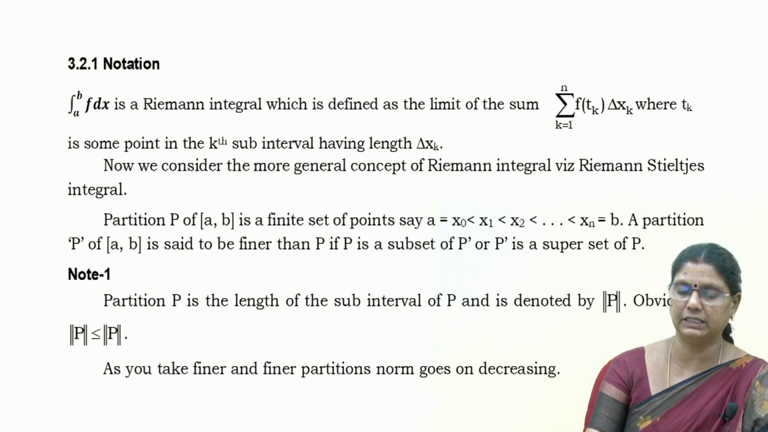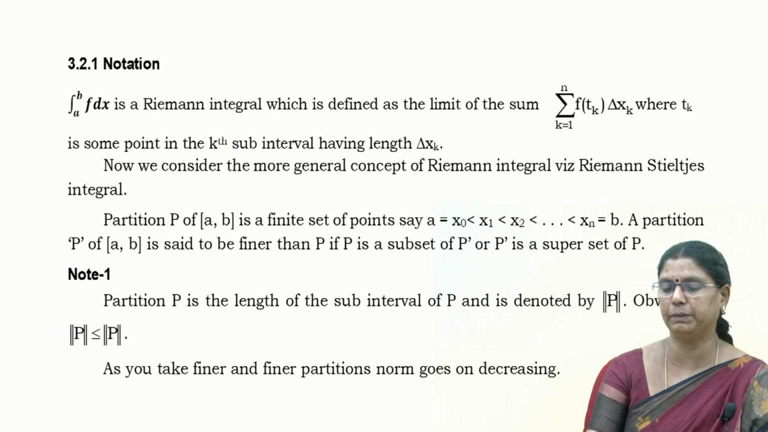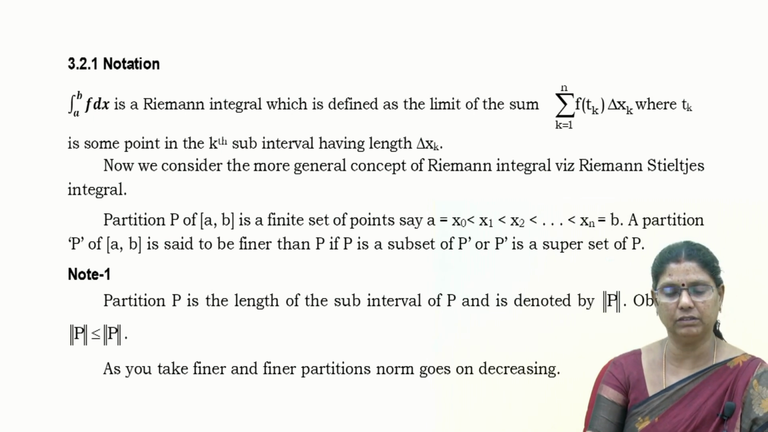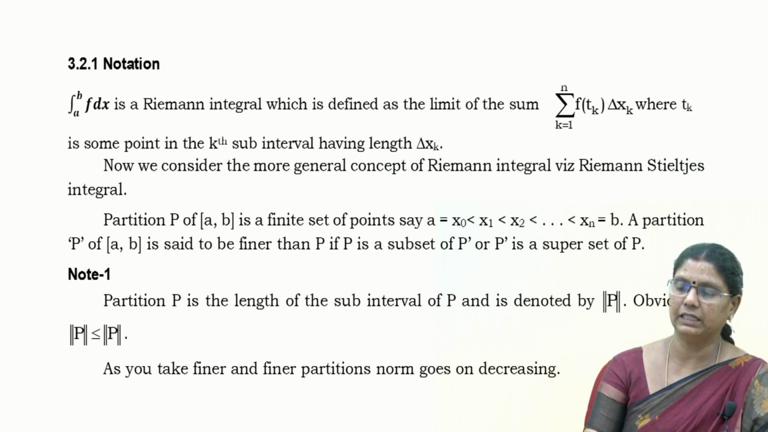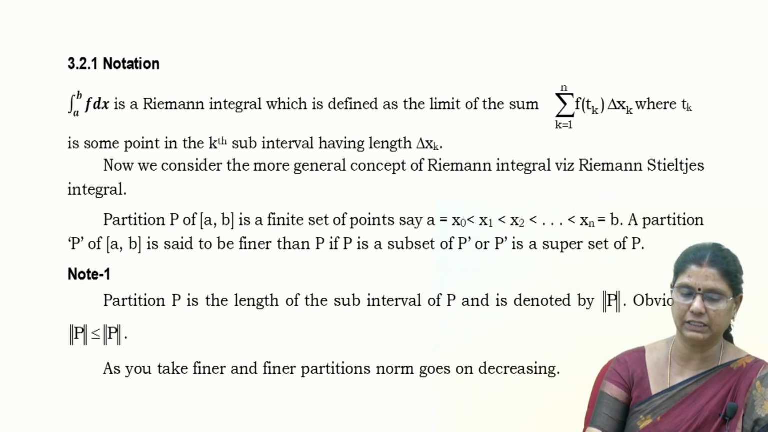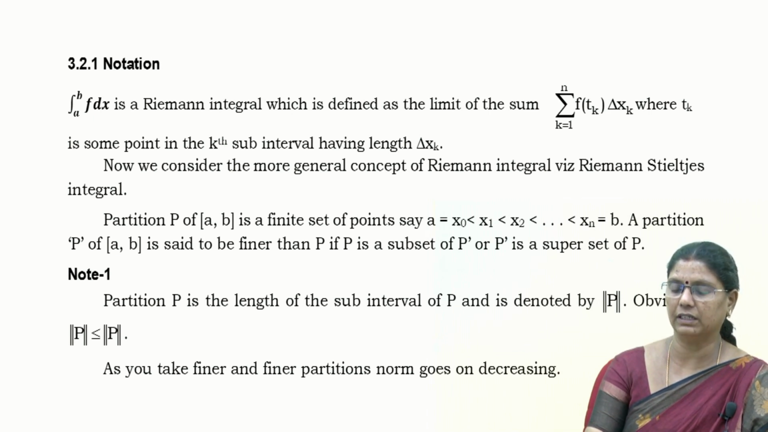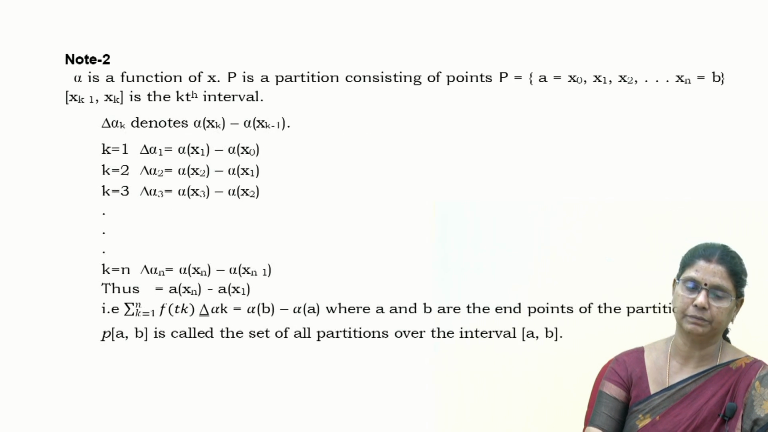For that, we consider a partition P of the closed interval [a, b] as a finite set of points from a to b. A partition P' of [a, b] is said to be finer than P if P is a subset of P', or P' is a superset of P. Here the length of the largest subinterval of P we denote by the norm of P, and obviously norm of P' is less than or equal to norm of P. So as we take finer and finer partitions, the norm goes on decreasing.